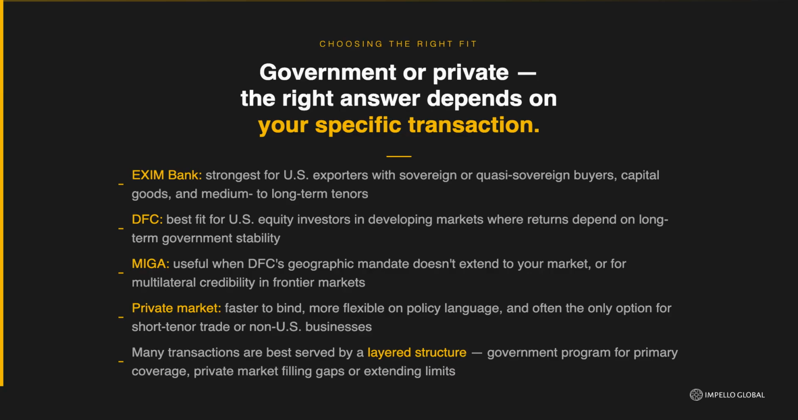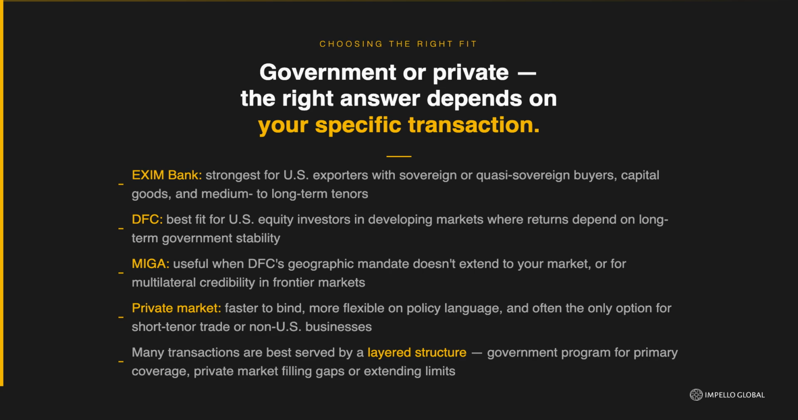Choosing between EXIM Bank, DFC, MIGA, and the private market is not always obvious, and the right answer depends heavily on the specifics of your transaction. EXIM Bank is strongest for U.S. exporters dealing with sovereign or government-related buyers on medium or long-term contracts: capital goods, infrastructure, energy equipment. DFC is the right conversation for U.S. investors placing equity into developing markets where the returns depend on long-term government stability.